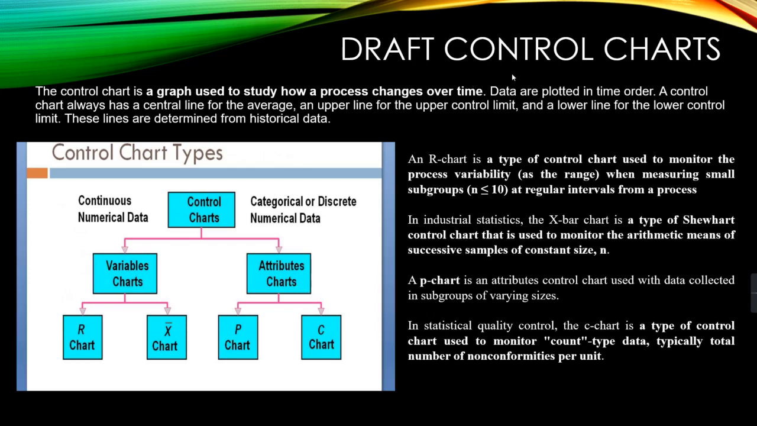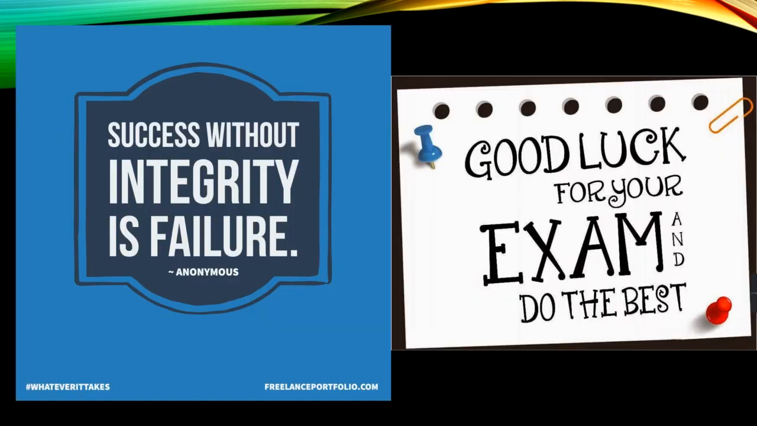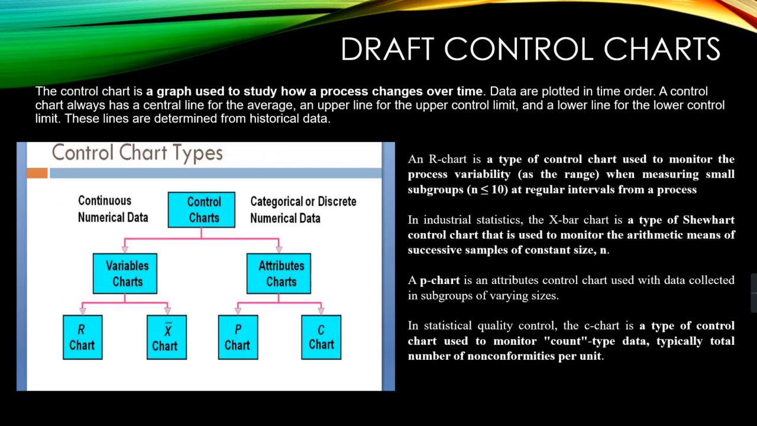Next question is draft control charts. I have written the meaning of the control chart, and these are some of the control charts. The control charts are segregated into numerical, continuous and discrete numerical data: variable charts and attribute charts. R chart, mean chart, P chart, and C chart. The meaning of each has also been written so that you should be able to write this much. If you write this, you should get 6 out of 6 without any second thought. So be ready for these 2 skill development questions without skipping.